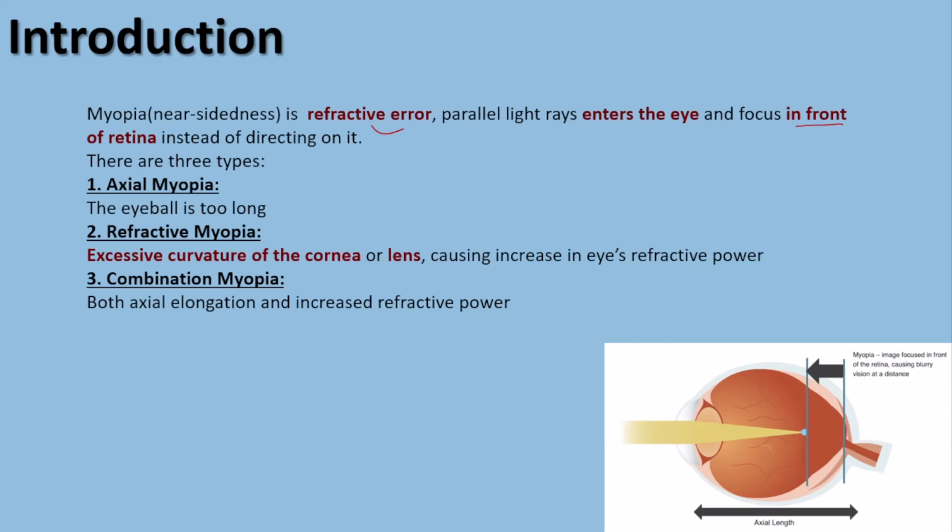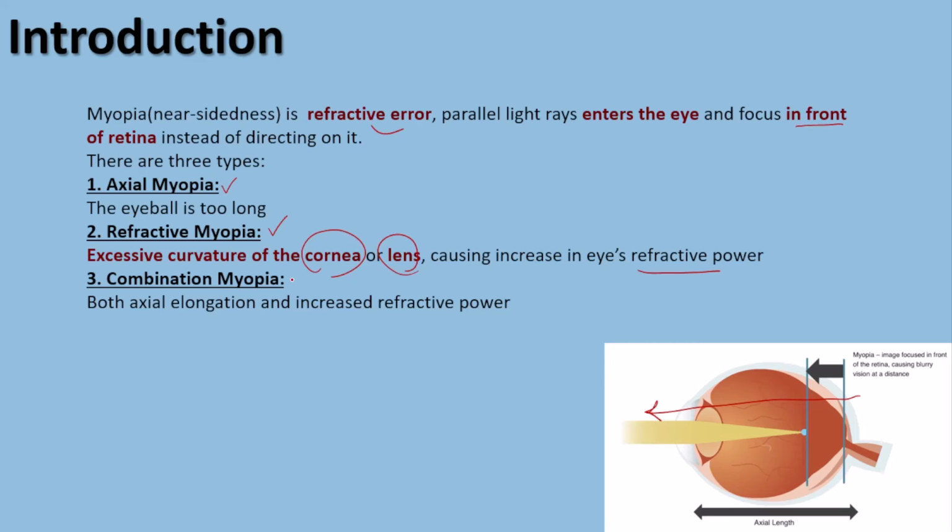And we have three main causes, three main types of myopia. We can have axial myopia, and this is due to the elongation of the eyeball. We have refractory myopia, which is due to excessive curvature of the cornea or lens or both. So as the result, we have increased refractory power of the eye, and as the result, the light rays are going to be focused in front of retina.